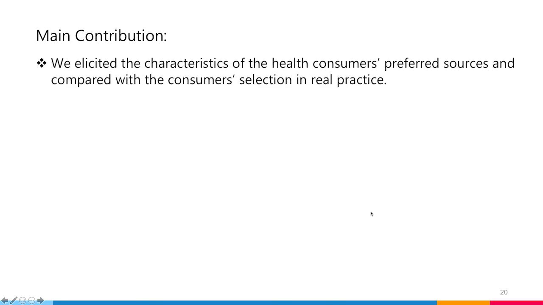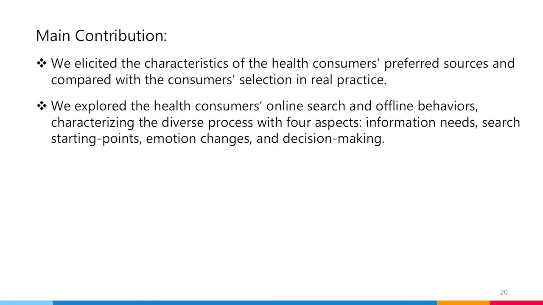The first main contribution of this study is that we elicited the characteristics of the health consumers' preferred sources and compared them with consumer selection in real practice. Then we explored the health consumers' online search and offline behaviors, characterizing the diverse process with 4 aspects: information needs, search starting points, emotion changes, and decision making.